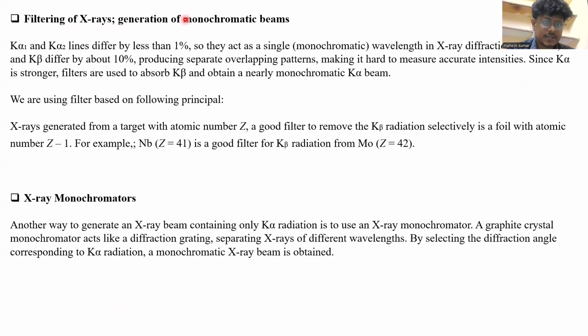Filtering of X-rays, generation of monochromatic beam. Why do we use a filter in the generation of X-rays? Because K alpha 1 and K alpha 2 are produced, and we need to produce a monochromatic beam.